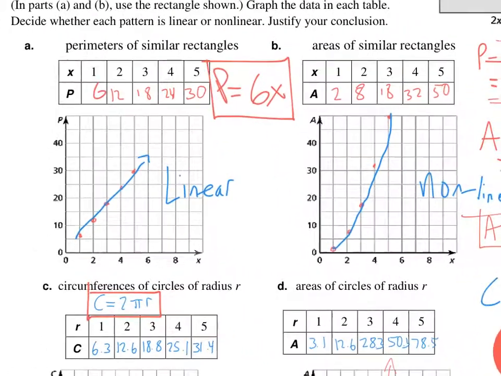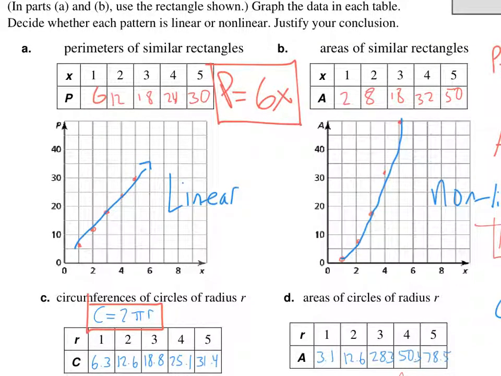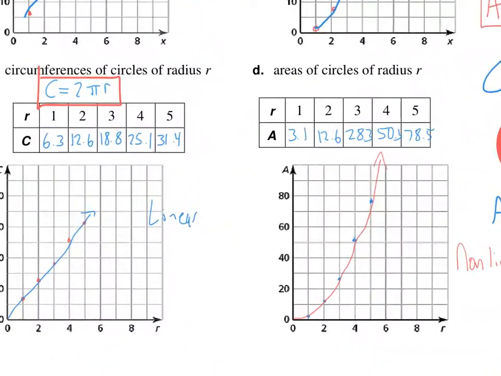Okay, so let's take a quick glance here. Notice these are going up by the same thing every time: 6, 6, 6, going up by 6 every time. But here we're going up 6, and then 10, and then 14, and then 18. So we're going up by more and more every time. It's not going up by the same thing. It's not a constant change. If we look down here, we round it off, so every time we're going up by the same thing. We can't see it exactly because we rounded it.